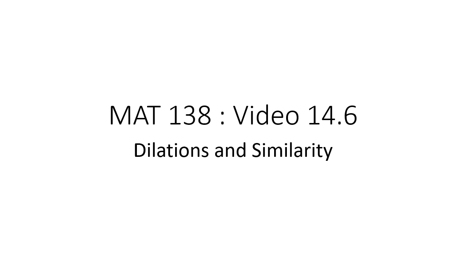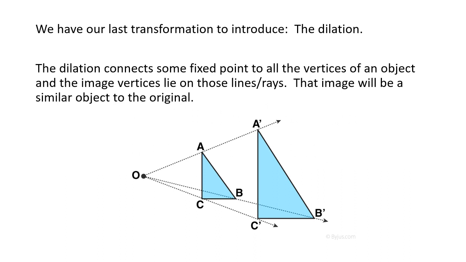So let's get started. We have our last transformation now that we need to look at, and that is the dilation. And this dilation is in addition to the transformations that we've looked at previously in this chapter, the translation, reflection, rotation, and glide reflection. So in addition to those four.